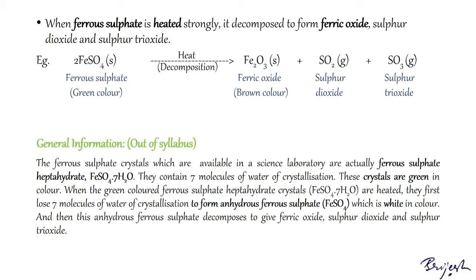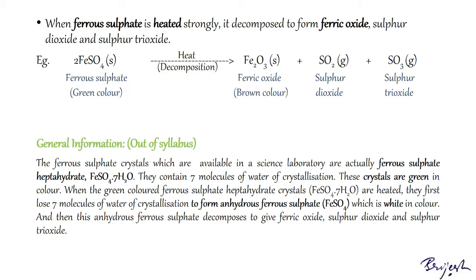When ferrous sulphate is heated strongly, it decomposes to form ferric oxide, sulfur dioxide and sulfur trioxide. As you can see in the chemical reaction mentioned, the green color of ferrous sulphate changes to brown due to formation of ferric oxide. Ferric oxide is also known as iron trioxide.